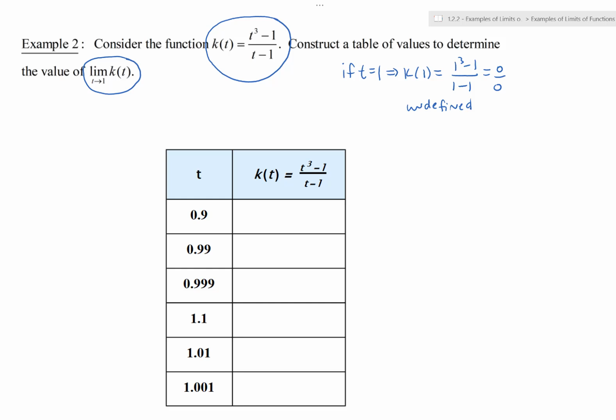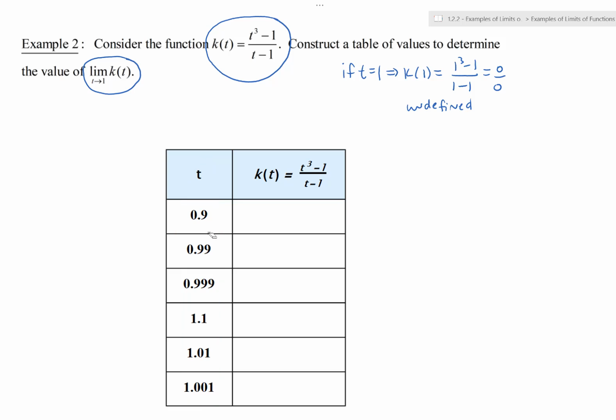And here is an opportunity. We're going to plug in values really, really close to 1 on both the left side of 1 and the right side of 1 to see if the outputs of this function k approach the same thing or not. So it's a matter of plugging in all these different t values that I've constructed in the table into the function and noticing a pattern.